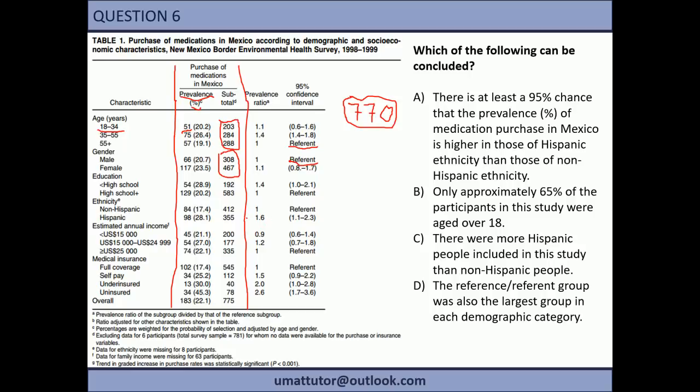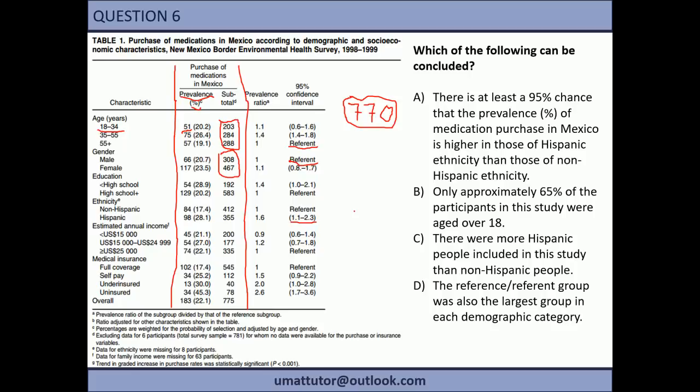We can see that our best guess is that the Hispanic population are 1.6 times more likely to purchase medication than the non-Hispanic group. But remember, that's just an estimate, and we need to look at our confidence interval to see how confident we are that that is the case. And here the range is 1.1 to 2.3. That means we're 95% sure the true figure is somewhere between those two numbers.